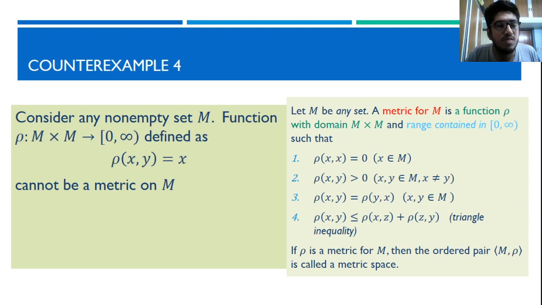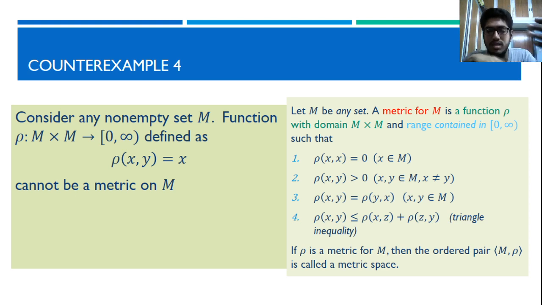So let's continue with the next counterexample. Consider any non-empty set M. Function rho from M cross M to the closed interval [0, infinity). Domain is alright, no issue. Defined as rho of x comma y is equal to x. I'm claiming that it cannot be a metric. I'm saying it's a counterexample. So why can't this be a metric? And which numbered condition does it contradict here?